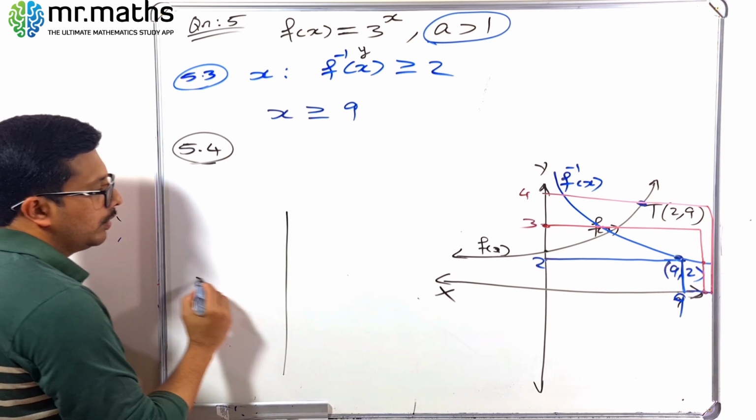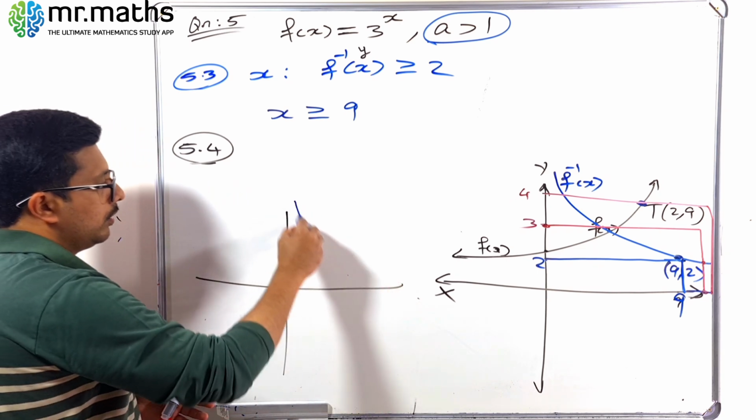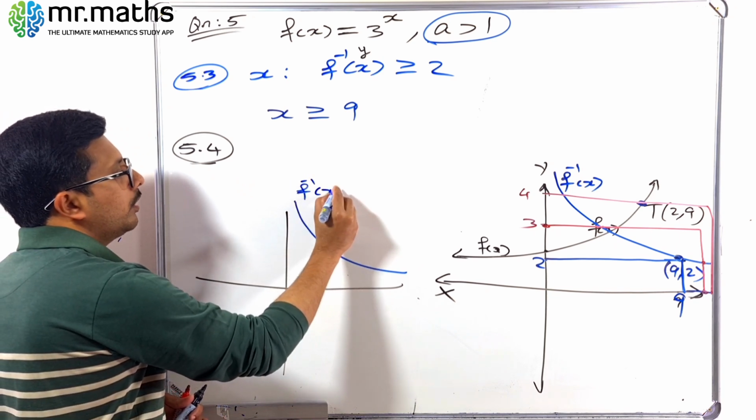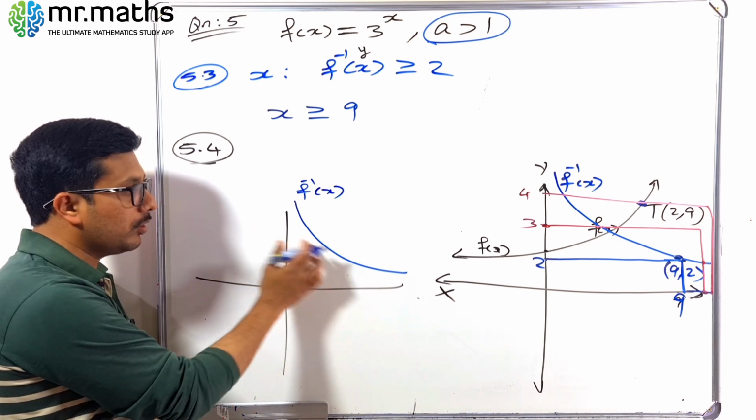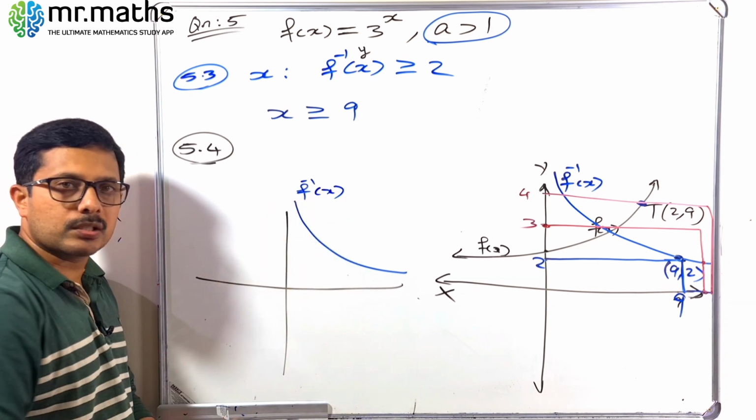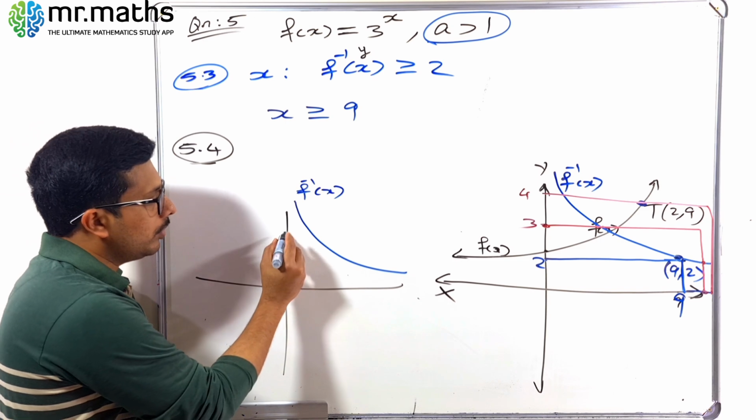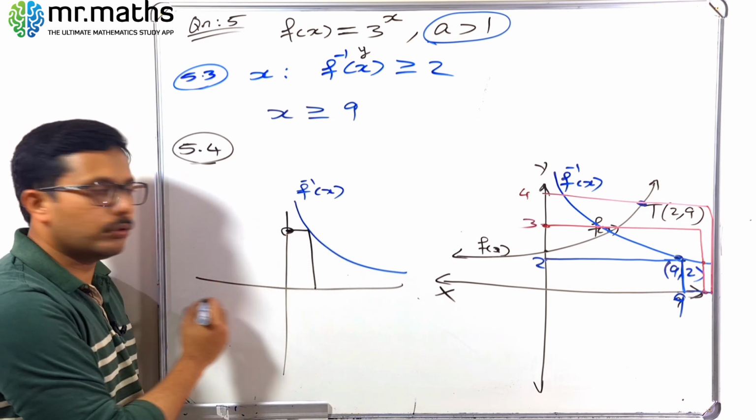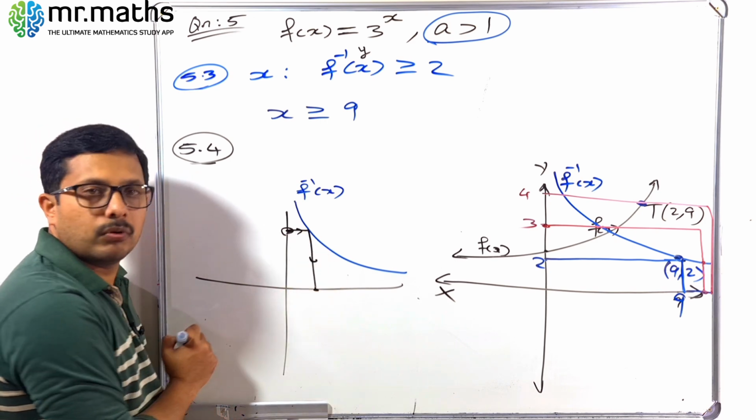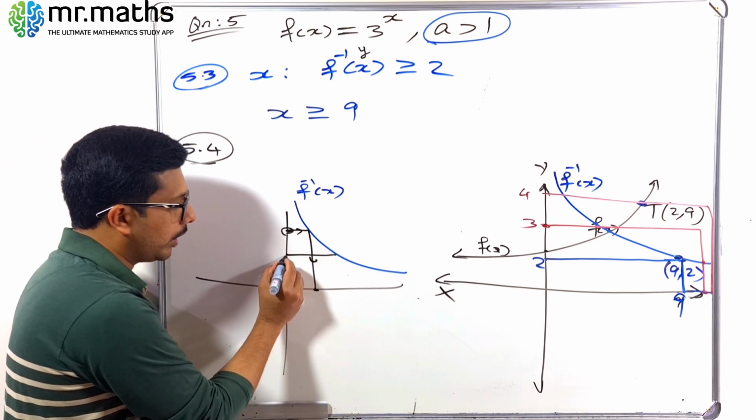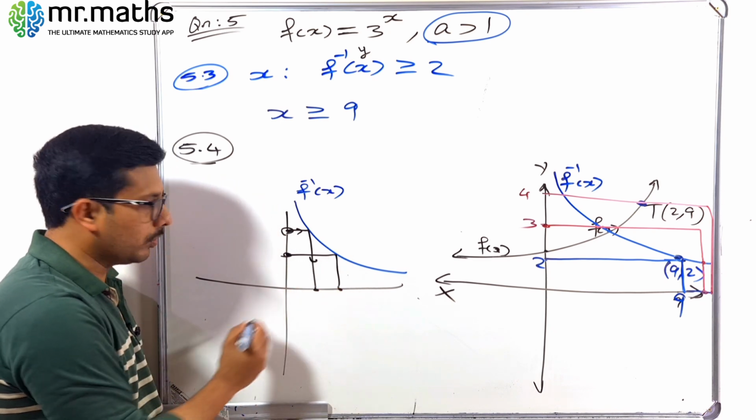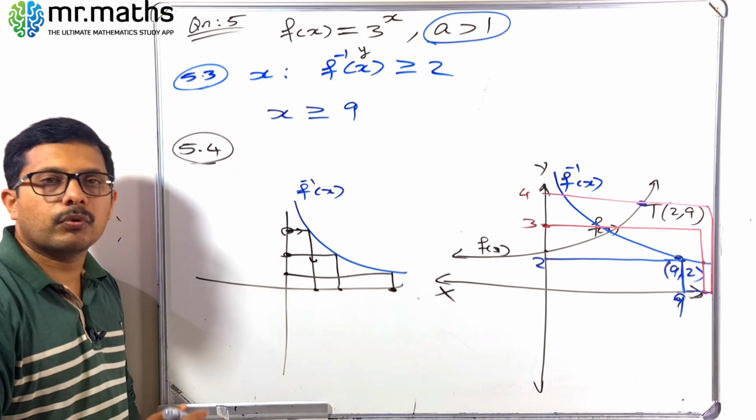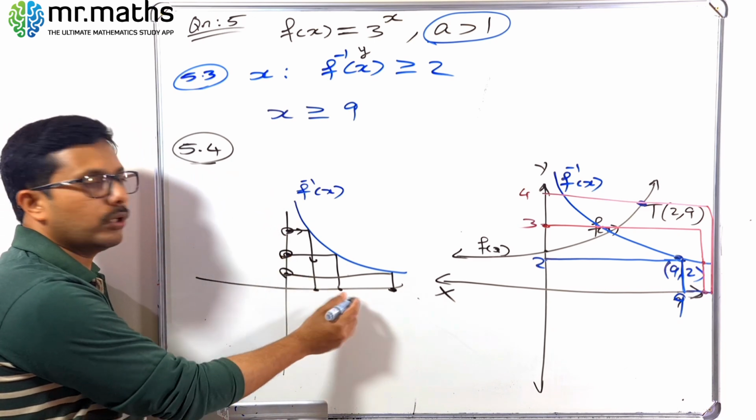Look at this one. This is our f inverse. This is f inverse of x. So here you are not supposed to check for every x value one y value, because this is f inverse. What you have to check is, are we getting for every y value only one x value? For one y value only one x value, for another y value only one x value. That means for every y value you are getting only one x value.